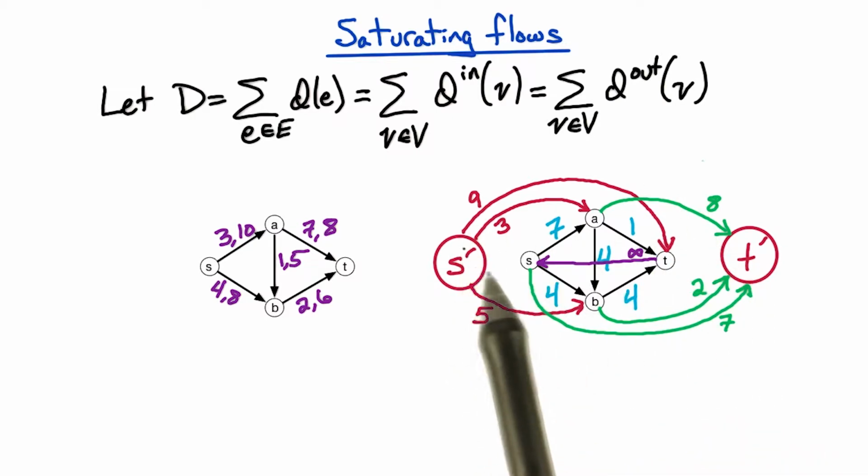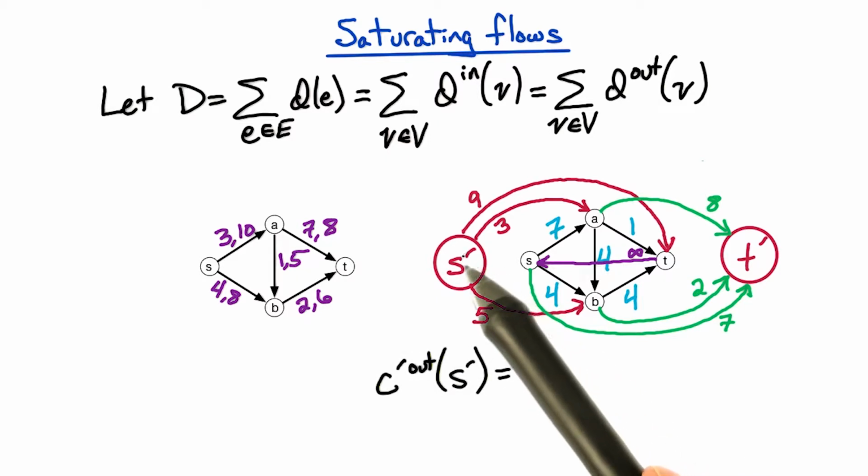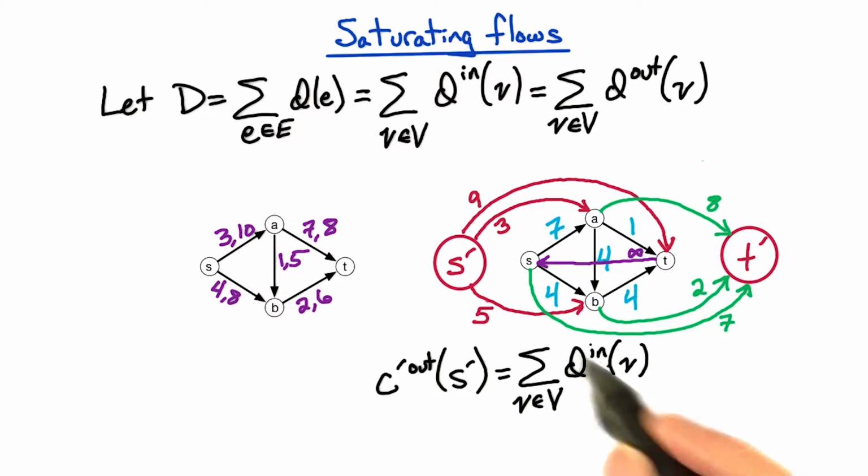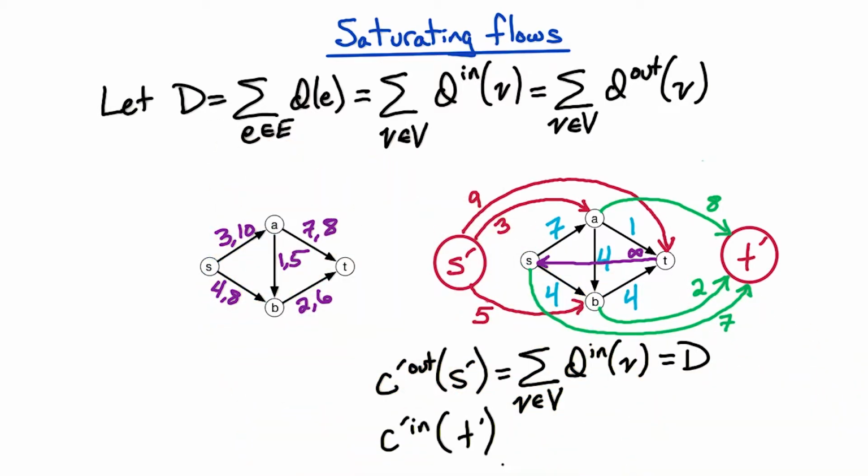Now in this graph, what is the total capacity out of S prime? Well, the capacity along this edge from S prime to A is defined as the demand into A. So this total capacity out of vertex S prime is the sum over vertices in the original graph of the demand into that vertex. That's equal to the quantity D. Similarly, if we look at the total capacity into the vertex T prime, that's equal to the total demand out of the vertices, which is also equal to capital D.